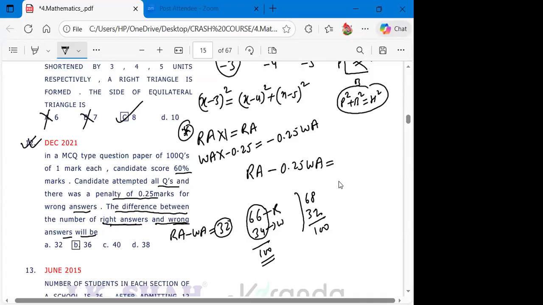I'm first writing only the options. Now, the third one. When is 40 possible? 70 and 30. The difference is 40 and the total is 100. So it will be 70, 30. Understood? Now, can you tell me what should be the last one? 72 and 28. Sure?